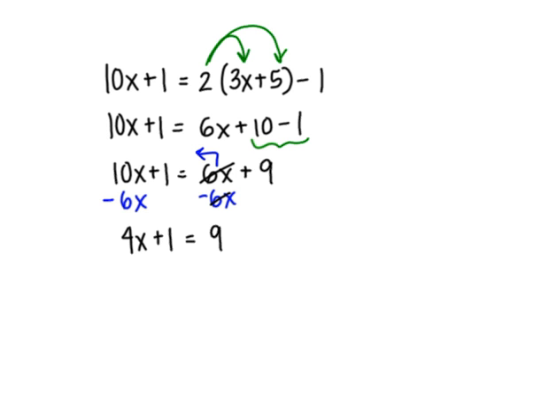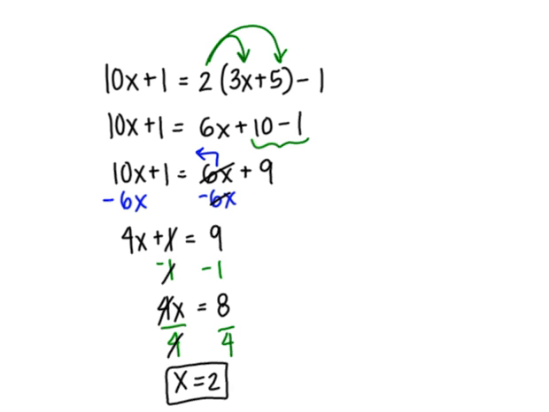To solve it from here, I'm going to move the 1. The opposite of add 1 is to subtract 1, so I'll subtract 1 from both sides, and 4x would equal 8. To get rid of the 4, I'm going to divide both sides by 4. A 4 in the top and a 4 in the bottom cancel, and so x would equal 2.